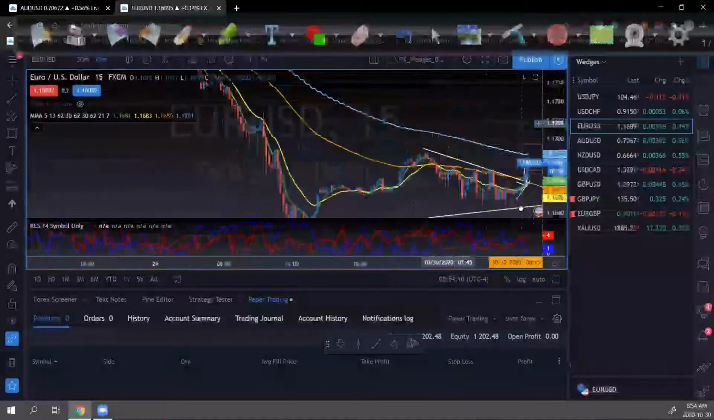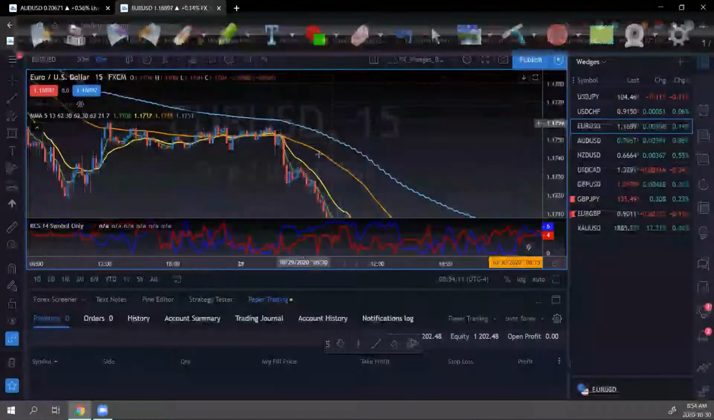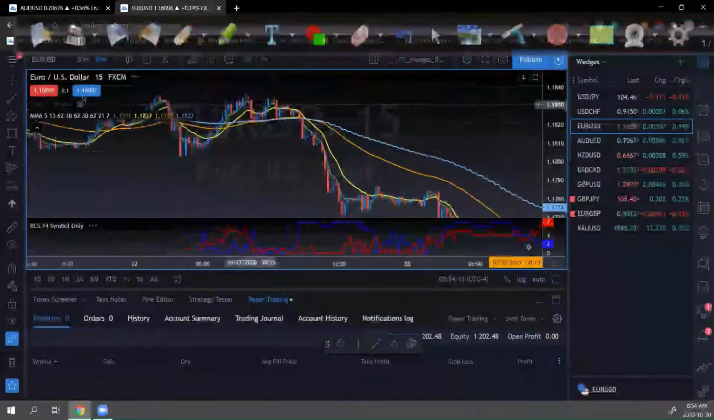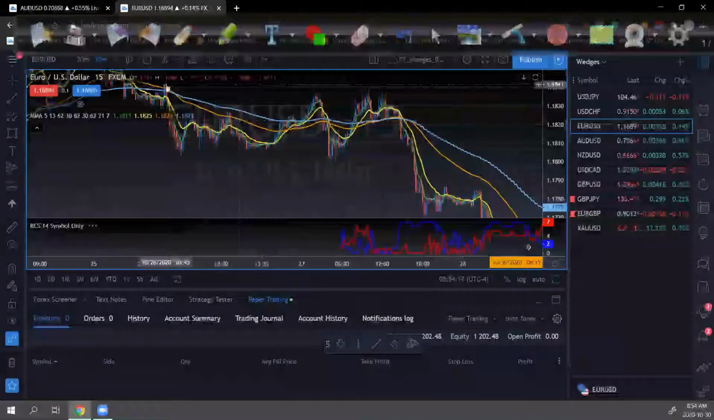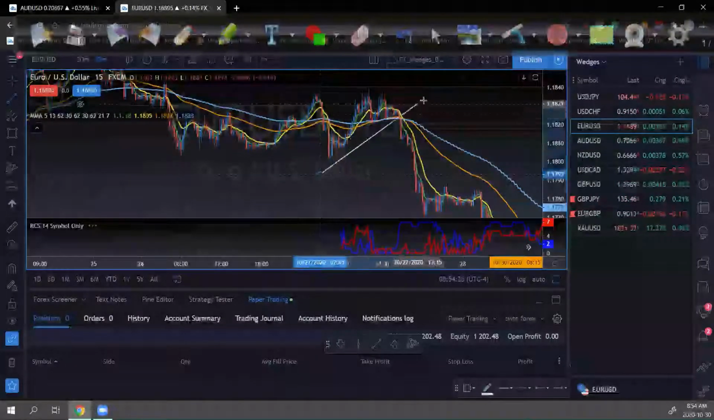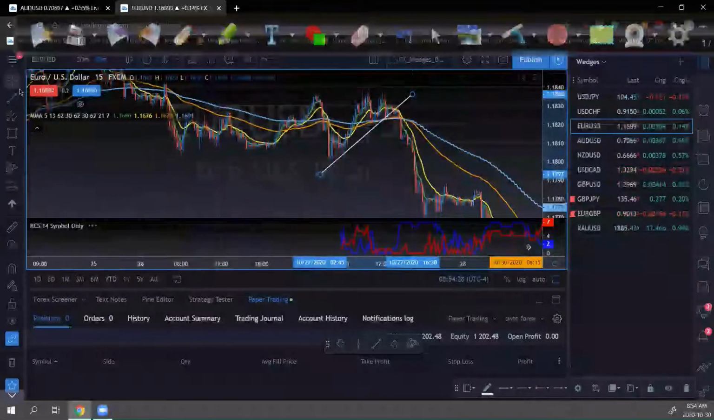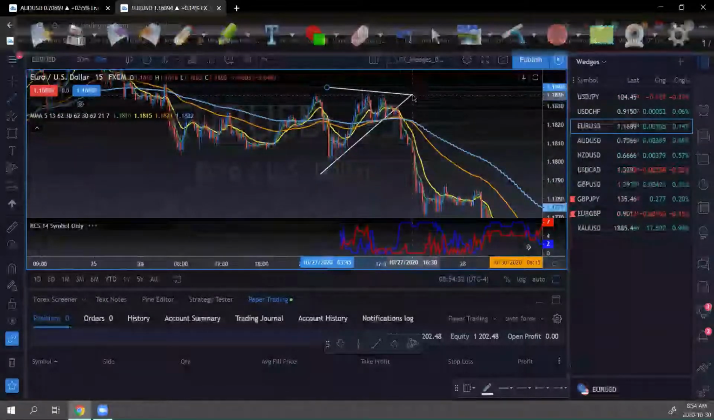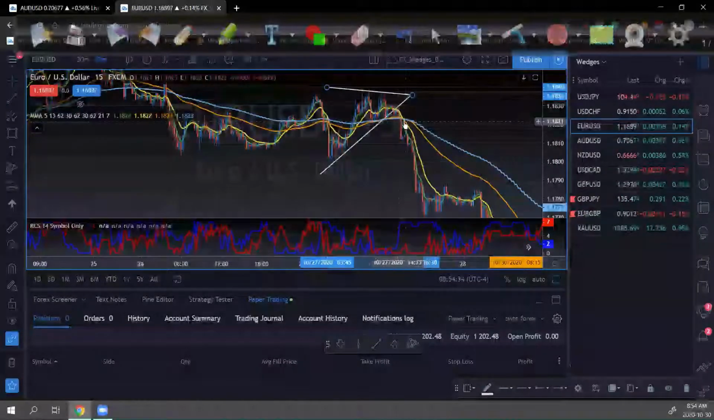So you see how price stayed under the 62? Well, here's where you had the consolidation. And then you had a big fat wedge. This is as juicy as you can get. And then you had the break. Then you had the cross.